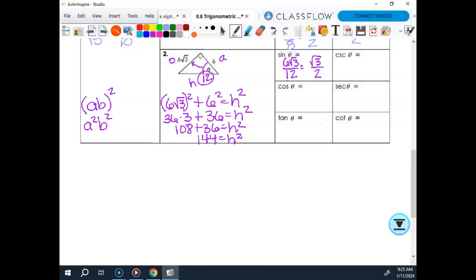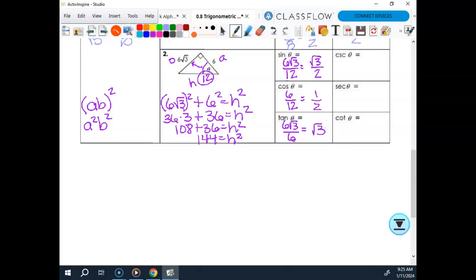All right, cosine is adjacent over hypotenuse, so that is 6 over 12, and that is 1/2. Tangent, since y'all are mute today, it's opposite over adjacent, 6 square root of 3 over 6. And what does that reduce to? Square root of 3.